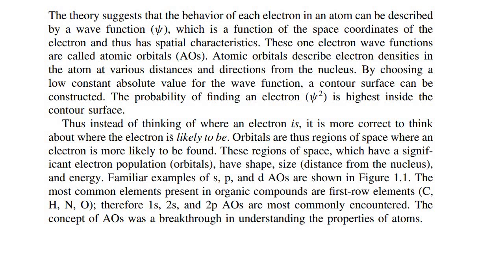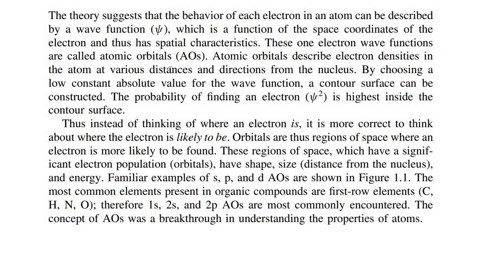Now the theory suggests that the behavior of each electron in an atom can be described by a wave function. Wave function is represented by psi. It is a function of the space coordinate of the electron and a spatial characteristic. One electron's wave functions are called atomic orbitals. Atomic orbitals describe electron density in the atom at various distances and directions from the nucleus.